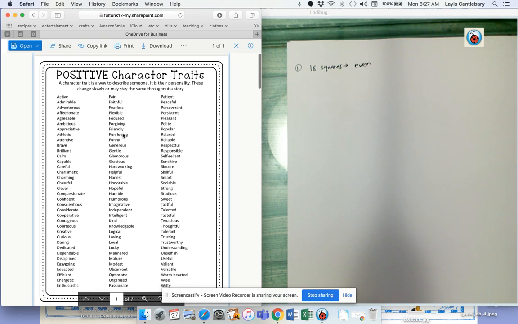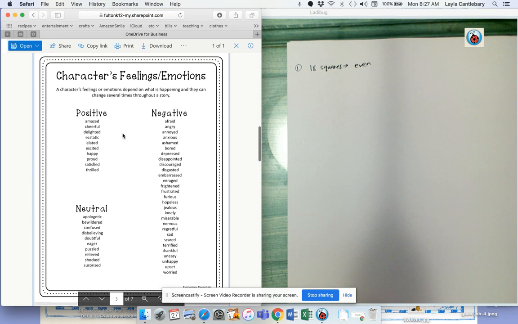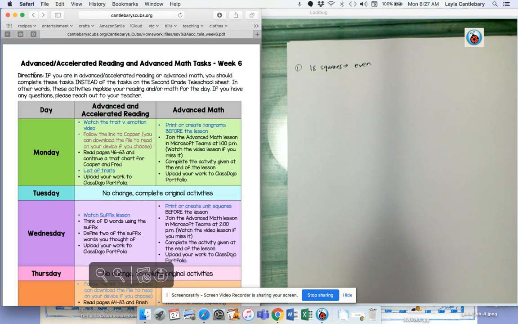So if you don't know if it's a trait or an emotion, you can go, hey, is it down here on this list? Is it up here on this list? Where is it? And remember, good is not a good enough character trait. It's not really saying much about the person.